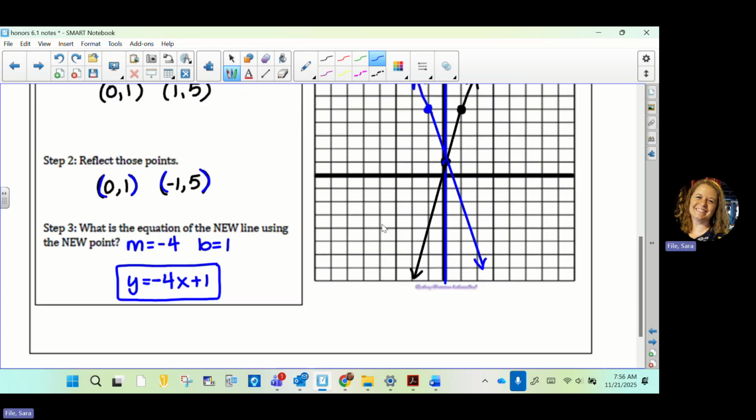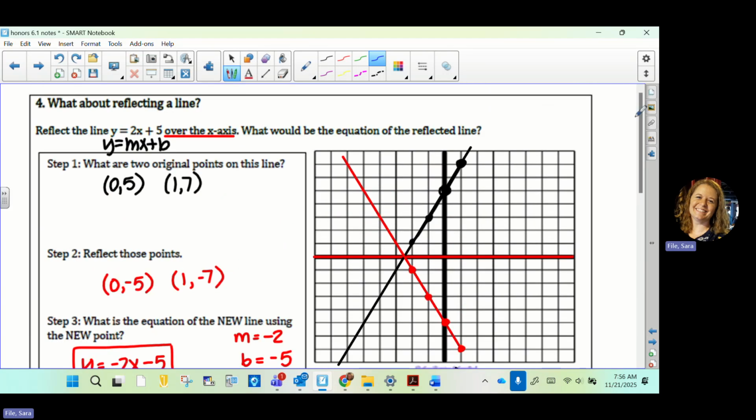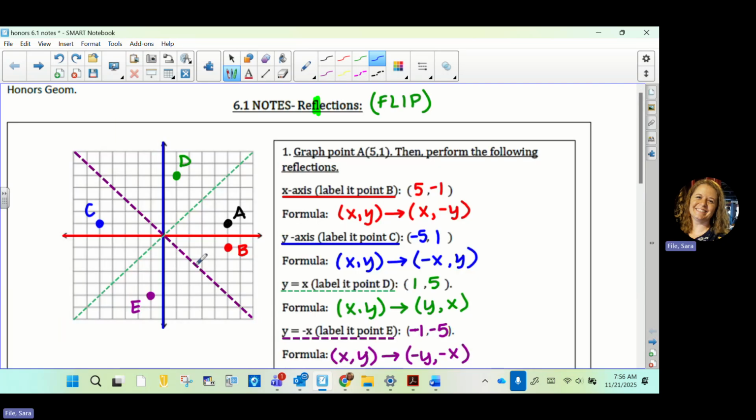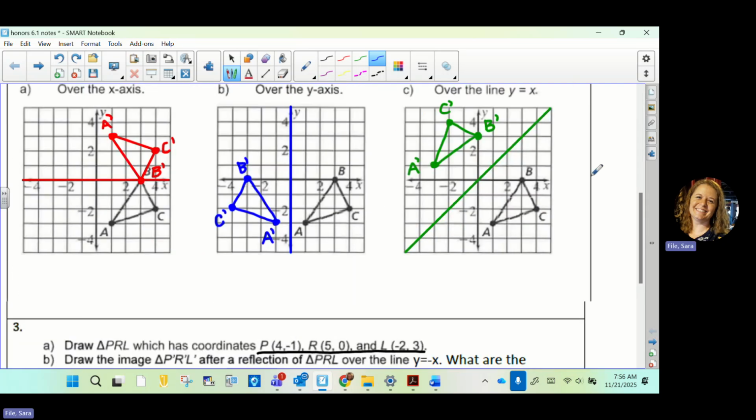Okay, so that's reflecting a line. So reflecting points, reflecting images, and reflecting lines.